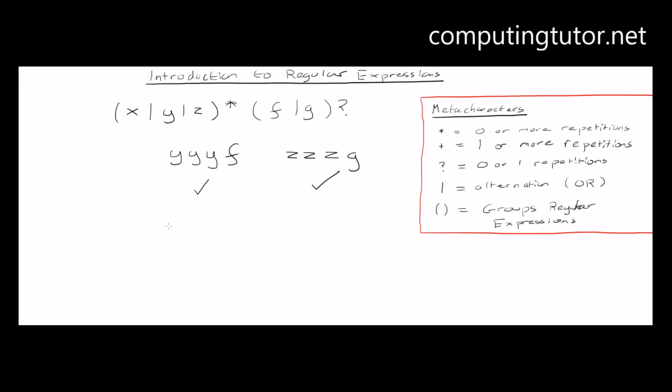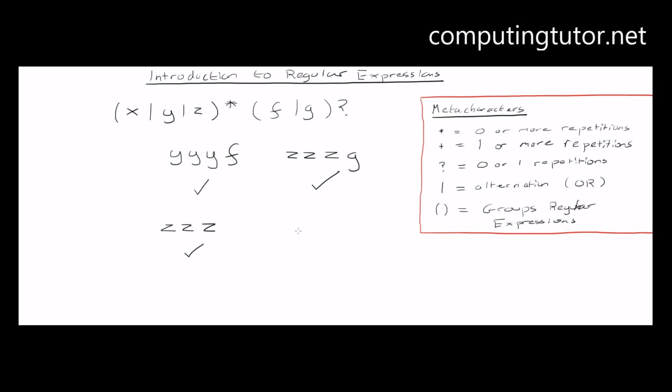Another string that would be valid is z, z, z, and that's because I've got, just like this string here, 3 repetitions of z, so it meets the criteria of the first part of the regular expression. But I don't have to have an f or a g at the end of my string for it to be accepted, because I can have 0 or 1 repetitions of f or g. So this is also acceptable.